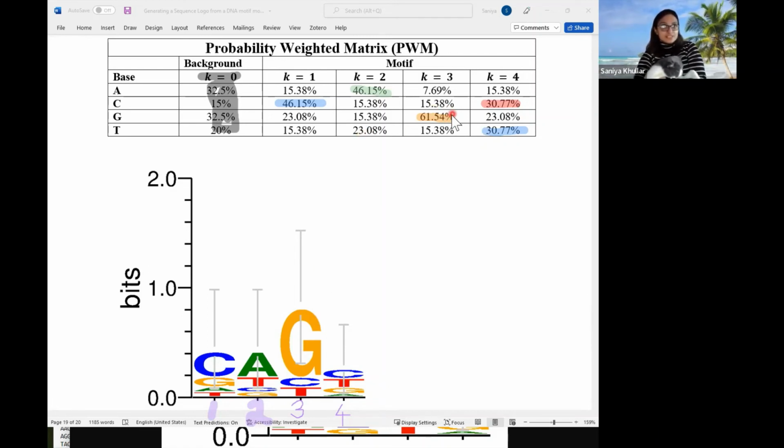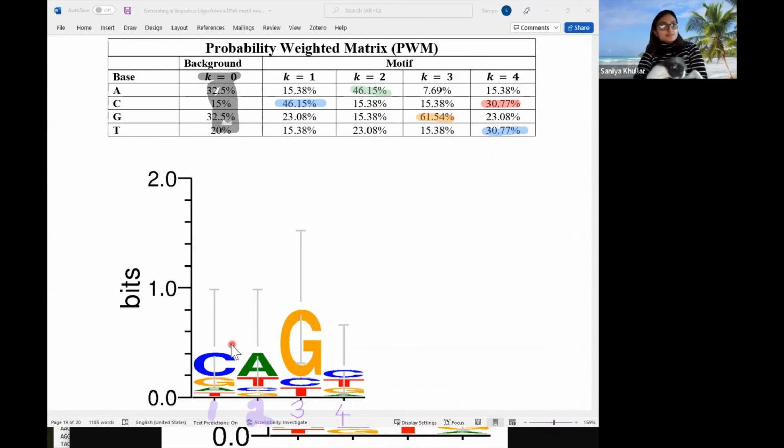like a 61.54% chance of having a G in this position. And again, all of these sum up to 100%. If you sum up the rows, it's basically, in a particular position, what's the probability of observing a given base? So this is 61.54%, which is pretty high for this majority base of G. And then an A is 46.15%, closely followed by T, at about half, 23.08%. So it's not as high here.